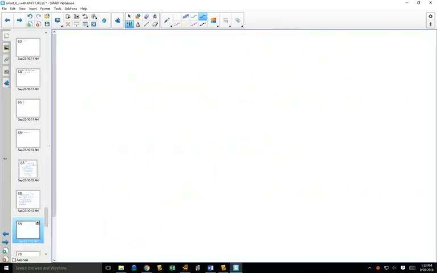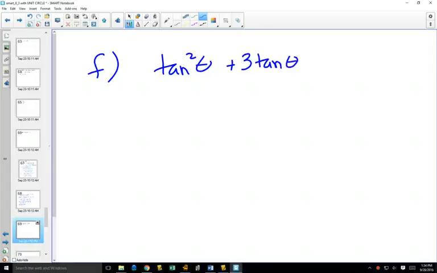Do you guys have space for one more? For F? No? Yes? Maybe? On the back side? And find some space somewhere, because I want to show you one more. And we'll do the same thing, solve for theta between 0 and 2 pi.